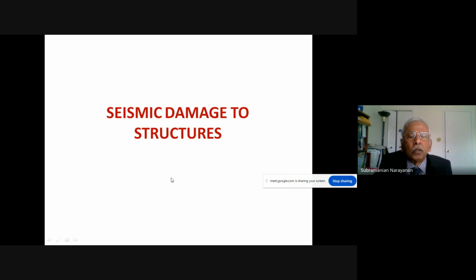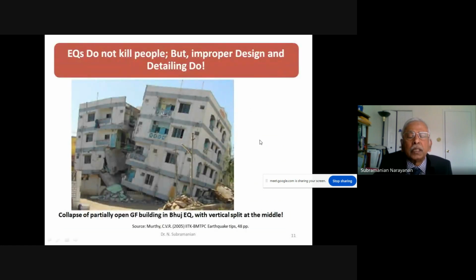So let me go to seismic damage to structures. You all already know that earthquakes do not kill people, but improper design and detailing do. So this shows the collapse of a partially open ground floor building in the Bhuj earthquake. You see that it not only collapsed, there was a vertical split at the middle.